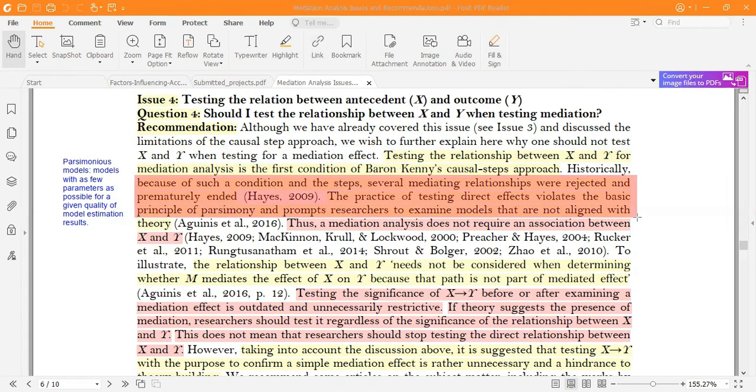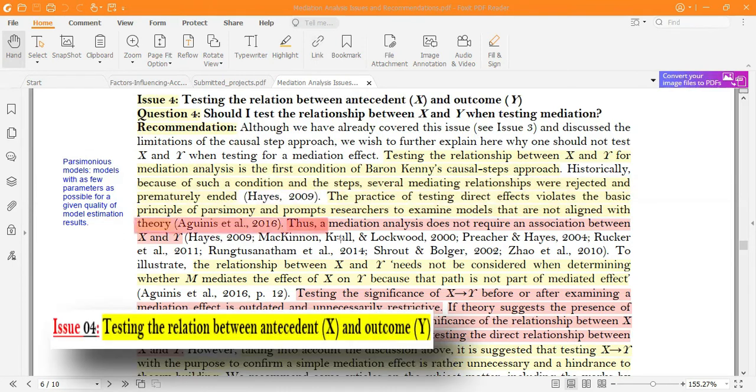Okay. And in practice, testing the direct effect violates the basic principle of parsimony and prompts the researcher to examine models that are not aligned with the theory. Now, direct effect means the effect of the independent variable on the dependent variable directly, without the mediator. If this is not significant, then this violates the principle of parsimony. I have provided one definition here: parsimonious models have as few parameters as possible for a given quality of the model estimation results. Now this is a breach of the principle of parsimony. And another problem is that the mediation analysis does not require an association between X and Y.